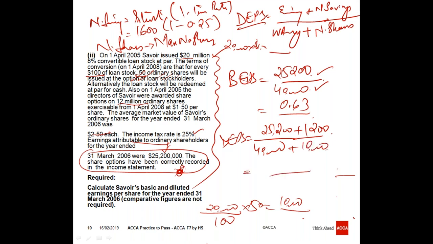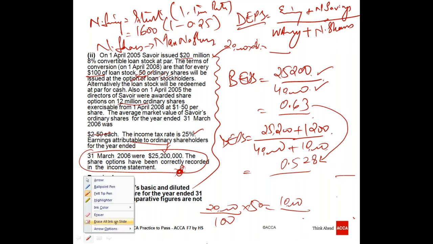So you can see here that you can find the diluted EPS. Can you calculate it, please? It's 0.528. So the EPS has now diluted from 0.63 to 0.528. So this is how we have calculated the diluted EPS with the basic EPS.